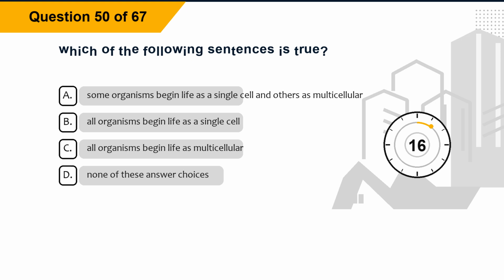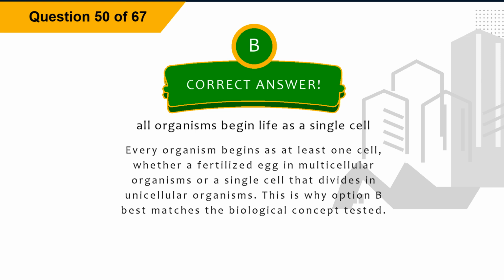Which of the following sentences is true? Option A, some organisms begin life as a single cell and others as multicellular. Option B, all organisms begin life as a single cell. Option C, all organisms begin life as multicellular. Option D, none of these answer choices. The correct answer is option B, all organisms begin life as a single cell.